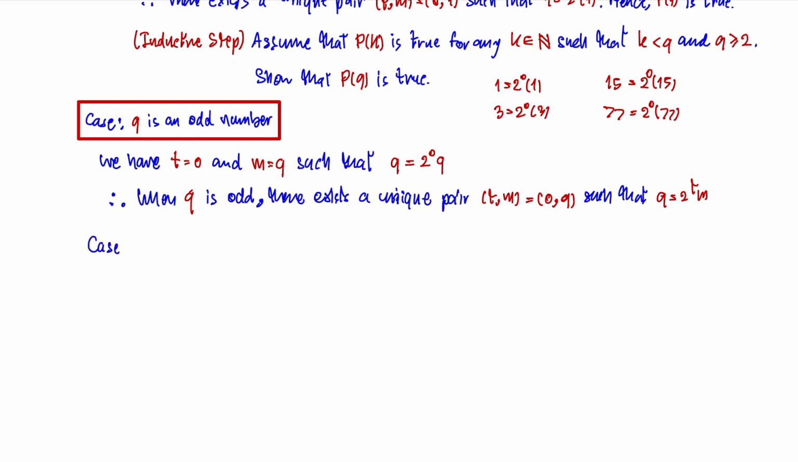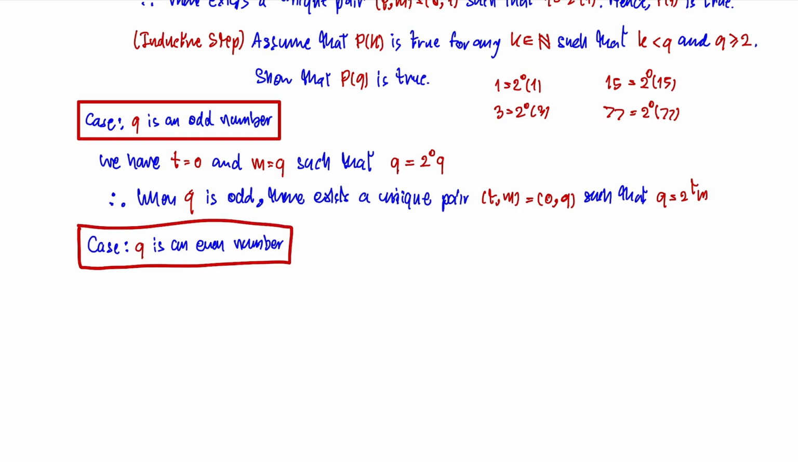Now, let's go to another case. Another case is the case where Q is an even number. What about this case when Q is an even number? For this case, I want to use the proof by uniqueness. Actually, it's a uniqueness proof. Okay? What does it mean?